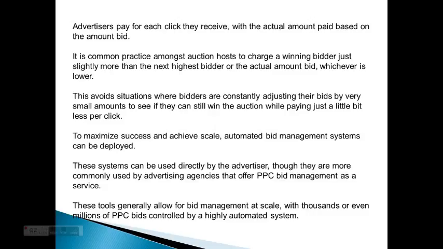To maximize success and achieve scale, automated bid management systems can be deployed. These systems can be used directly by the advertiser, though they are more commonly used by the advertising agencies that offer PPC bid management as a service. These tools generally allow for bid management at scale, with thousands or even millions of PPC bids controlled by a highly automated system.